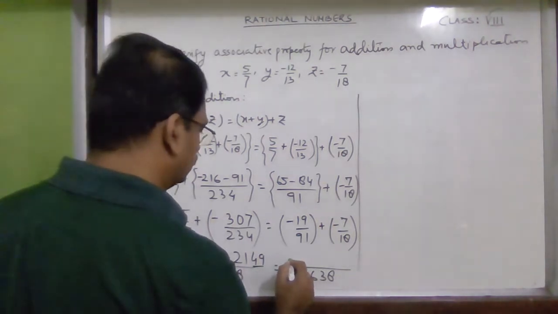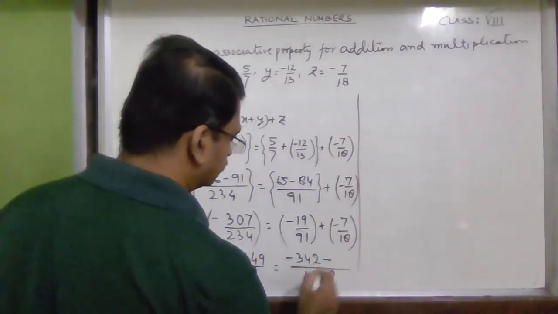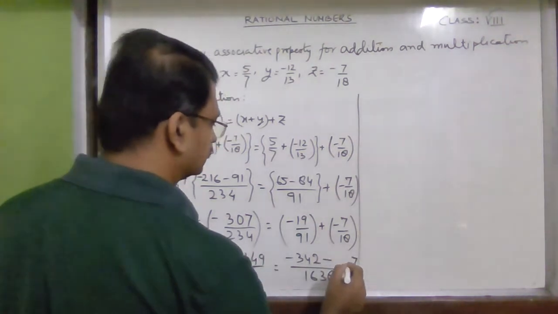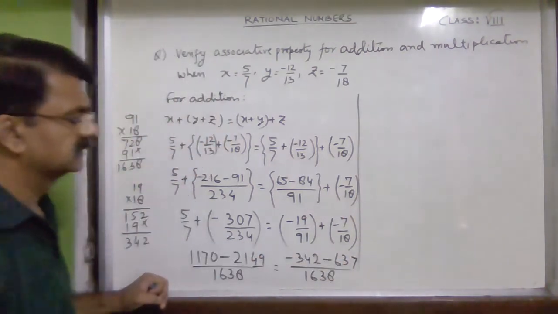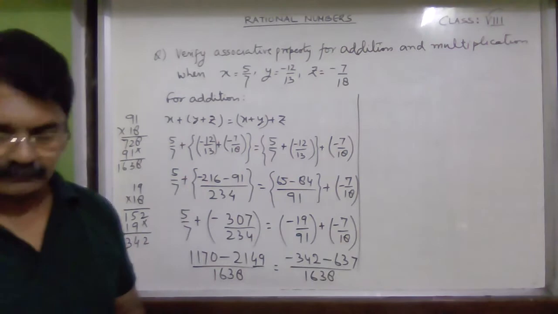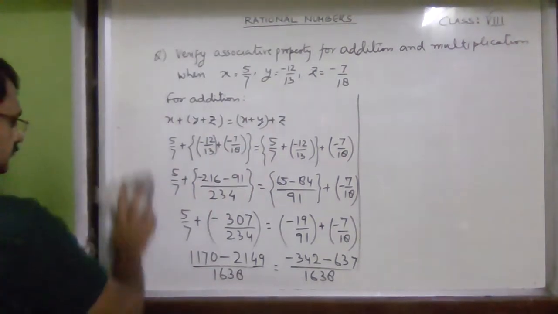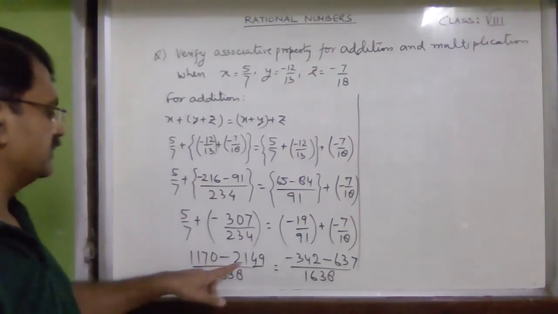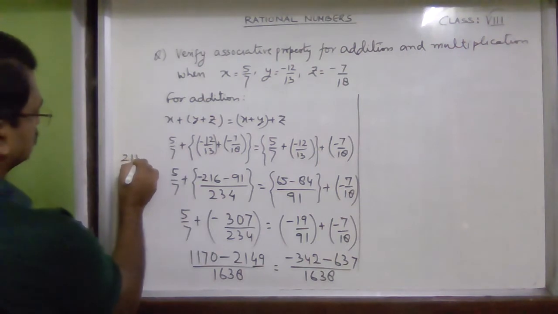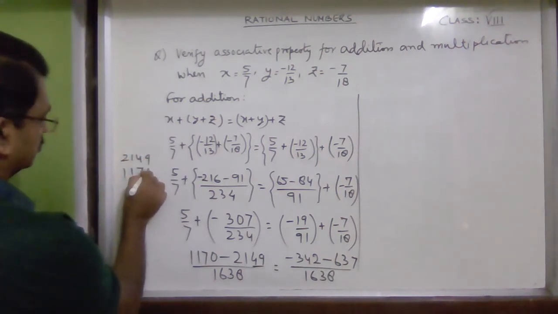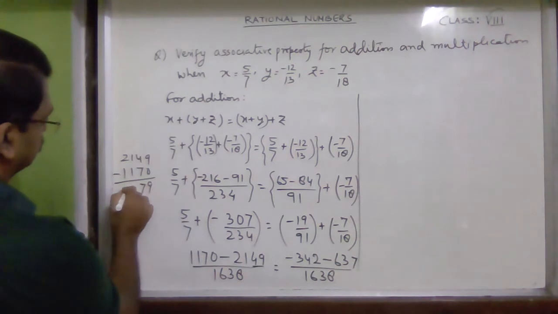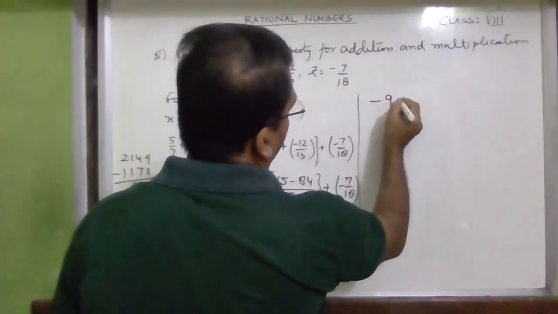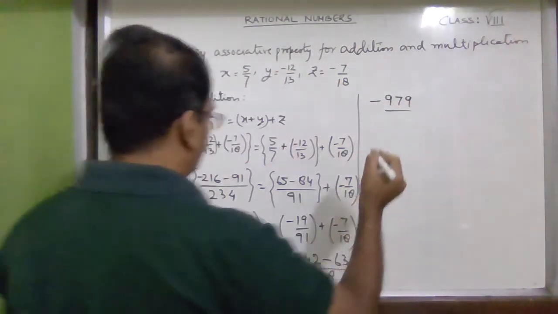$342. So minus 342, minus 7 into 91, 637. Now you see, we will subtract 1170 from 2149. $979. So it is minus 979 upon 1638.